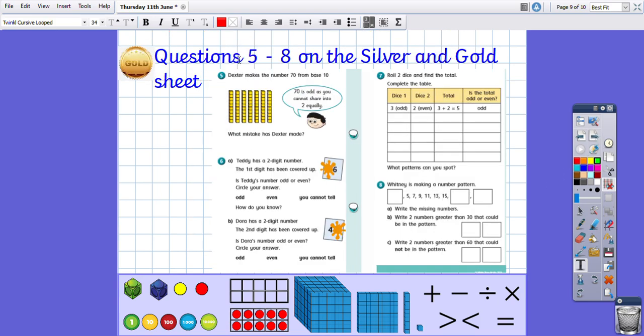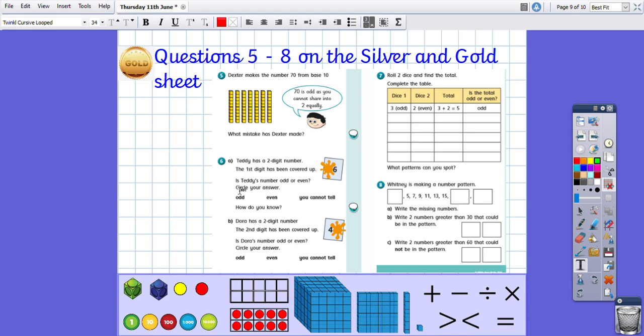Gold, you are doing questions 5, 6, 7 and 8. Dexter makes the number 70 from base 10. He says that 70 is odd as you cannot share into 2 equally. What mistake has Dexter made?